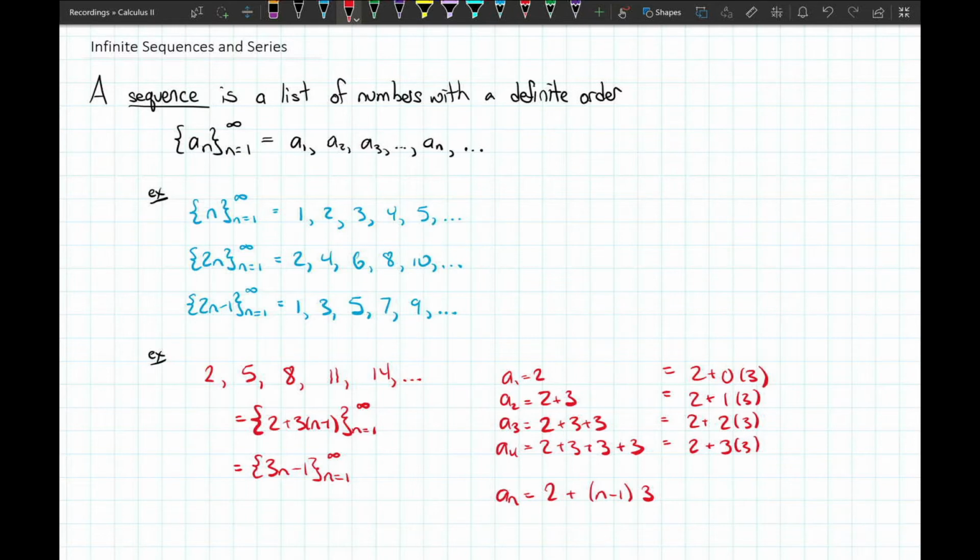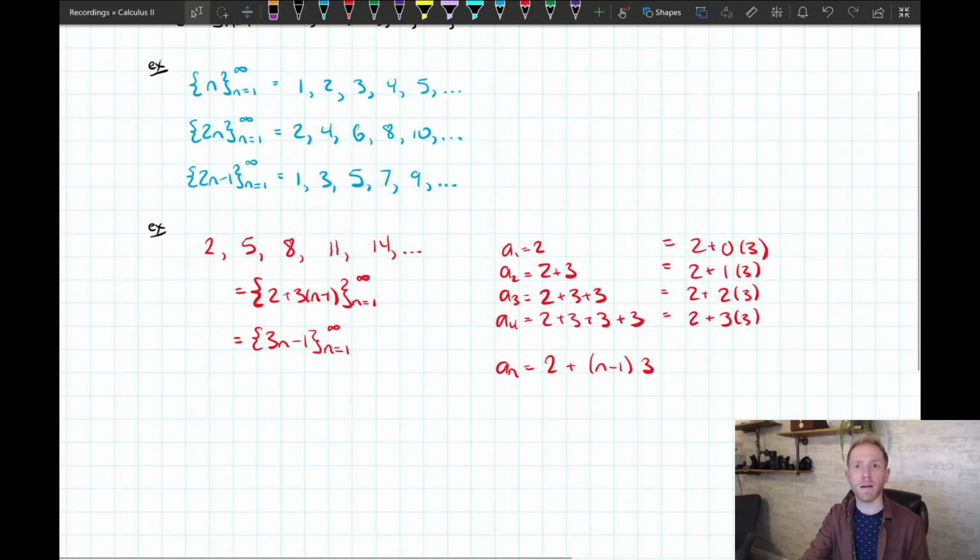But now, with this handy formula, we can also jump to the 152nd number in the sequence if we want to, just by plugging 152 in for n. Now, it's worth noting that not every sequence necessarily has a convenient formula like that.